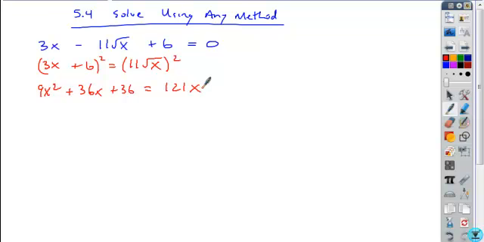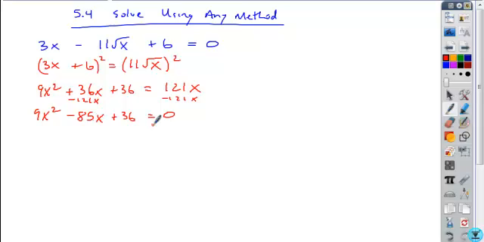And now I have multiple variable terms in a quadratic form. So I'm going to move everything to one side and set it equal to 0. If I subtract 121x from both sides, I wind up with 9x squared minus 85x plus 36 equal to 0. And now I see that this winds up being a relatively difficult problem to factor, right? If I try to rewrite my middle term, 9 times 36, that's not an easy number to manipulate.